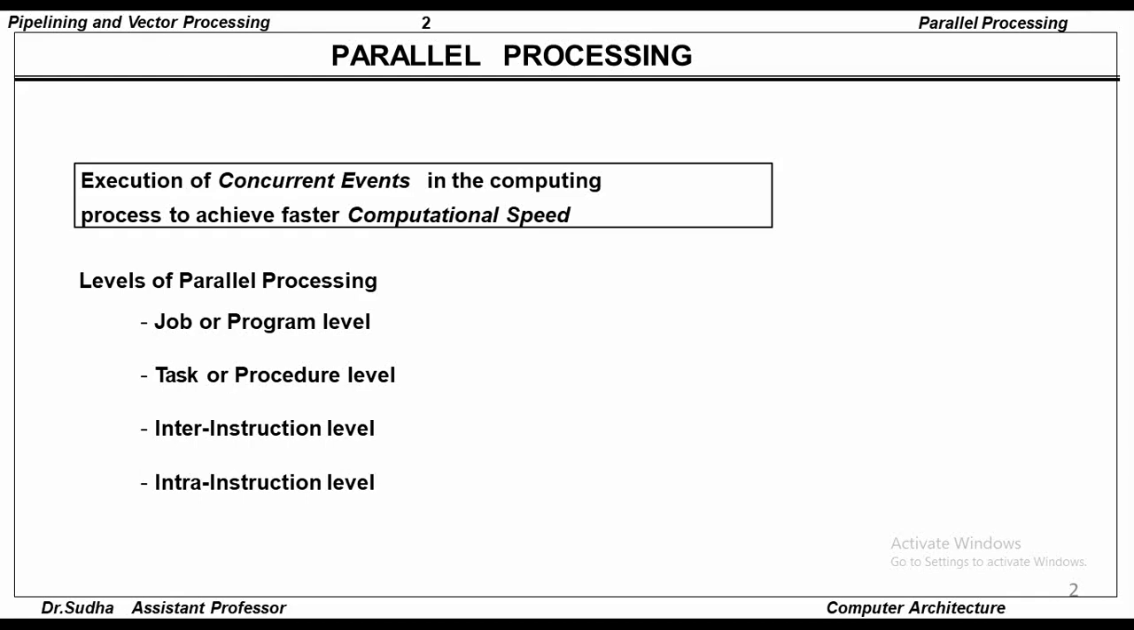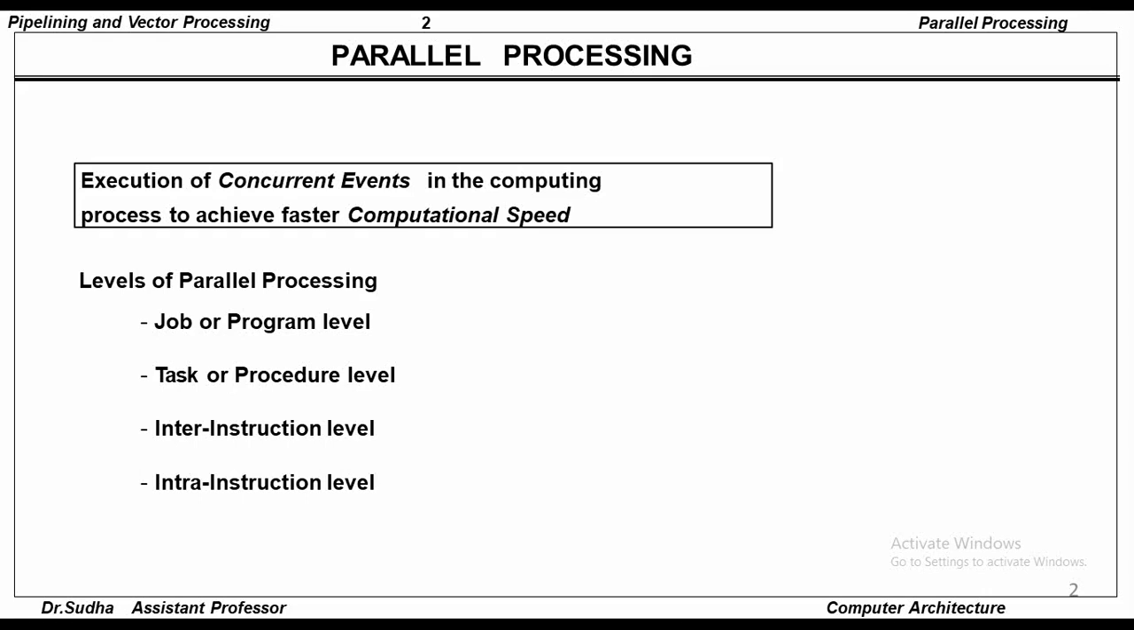Now we are going to discuss what is meant by parallel processing. It refers to the techniques that are used to provide simultaneous data processing. The system may have two or more ALUs to be able to execute two or more instructions at the same time. The system may have two or more processors operating concurrently.